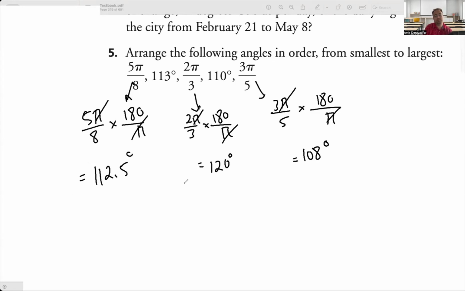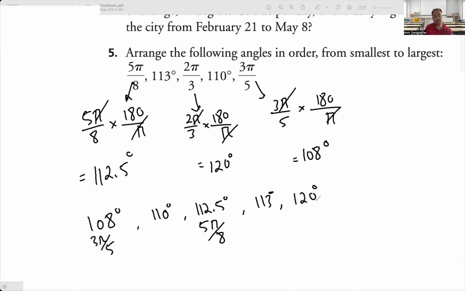Okay, let's put them in order from smallest to the largest. That is the easiest task in the world, right? 108 degrees or 3 pi over 5 radians. Next one is going to be 110 degrees. Next one is going to be 112.5 degrees, which is the same as 5 pi over 8 radians. Then we have 113 degrees. Then we have 120 degrees, which is the same as 2 pi over 3 radians, right?